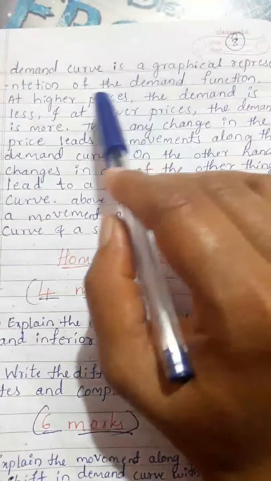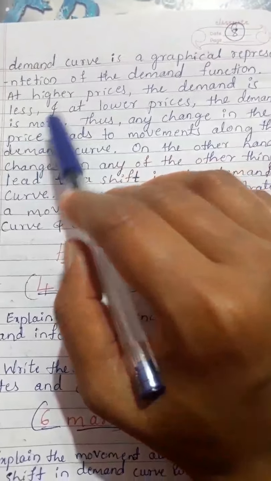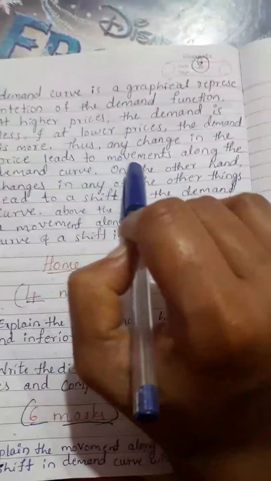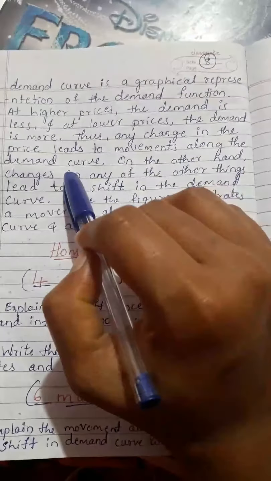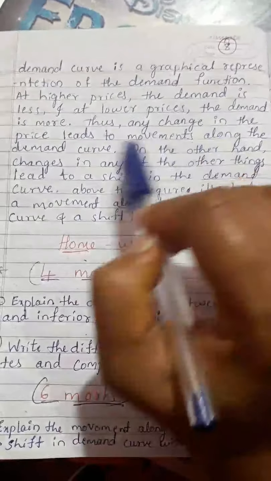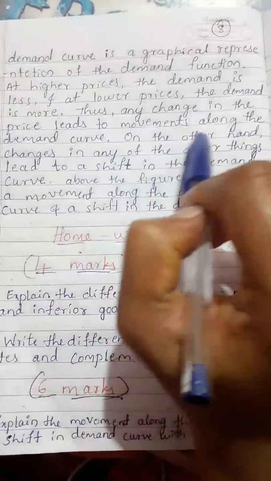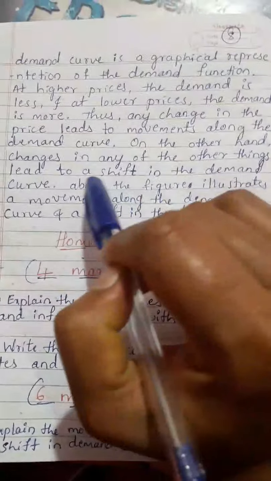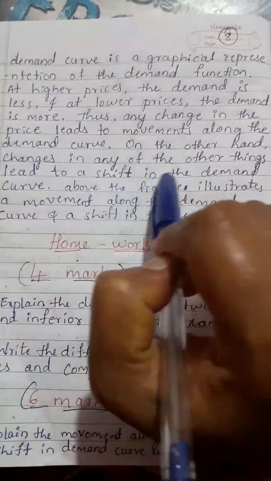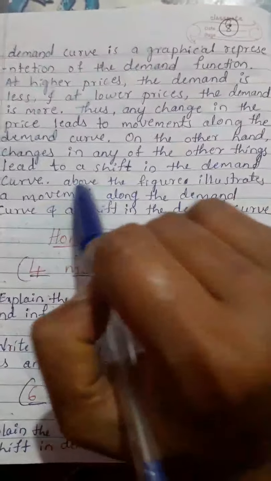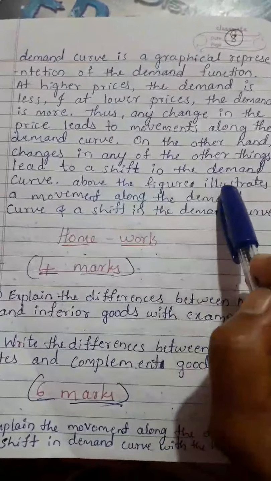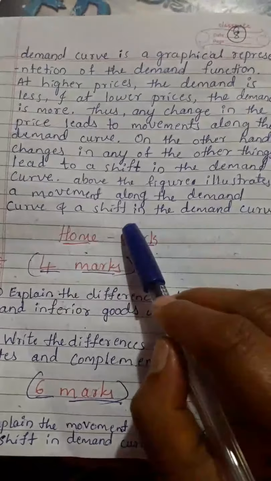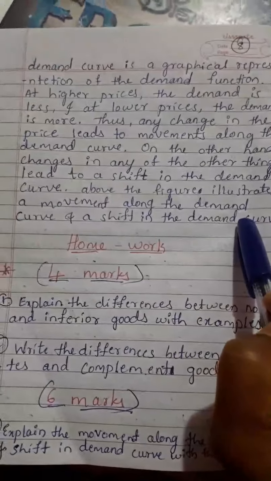Higher prices ಇದ್ದಾಗ quantity of demand less ಇರ್ತೈತಿ, lower price ಇದ್ದಾಗ quantity of demand more. Thus any changes in the price leads to a movement along the demand curve. On the other hand, changes in any of the other things lead to a shift of the demand curve. Above, the figure illustrates the diagrams of a movement along the demand curve and shift in the demand curve.